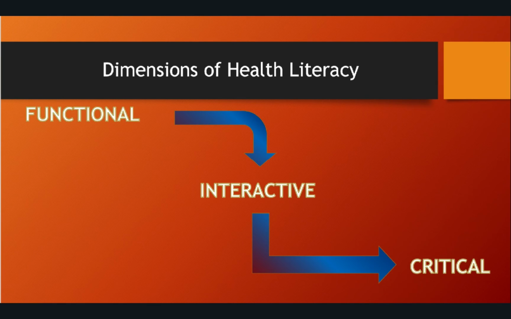Within Nutbeam's health literacy model, there are three dimensions, these being functional, interactive, and critical health literacy. These three dimensions imply a staged progression towards competency, in that functional health literacy must be achieved before interactive health literacy can be realized, with critical health literacy being predicated on this realization.